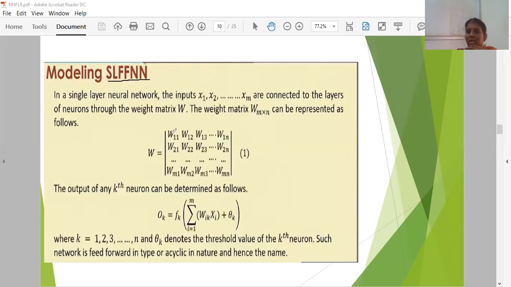The weight matrix you usually write in matrix notation, where W11 indicates the weight connected between x1 and the first summing point. Okay, W12 indicates the weight between the first input and the second summing point, like this. Okay, first input and third summing point, first input and last summing point. So W21 indicates the second input x2 with the first summing point.